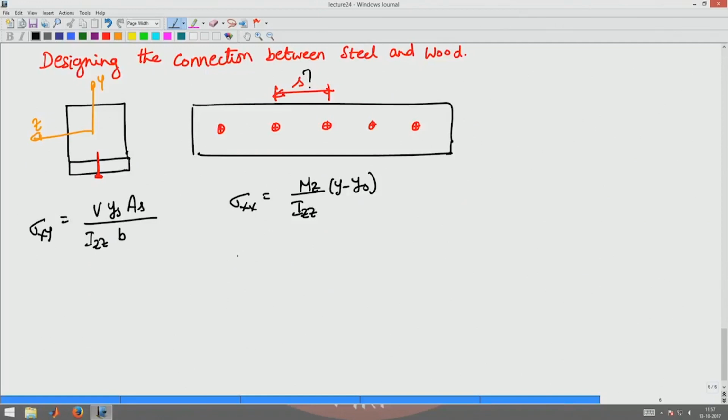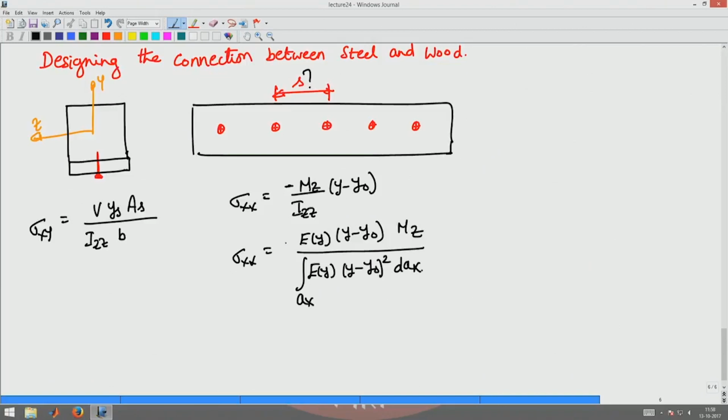Now what will be the expression? Sigma xx would be E of y times y minus y naught, with a negative sign, times Mz, divided by the integral of E of y times y minus y naught whole square dAx, over Ax. Now looking at the magnitude, this is how the actual bending stress would be.